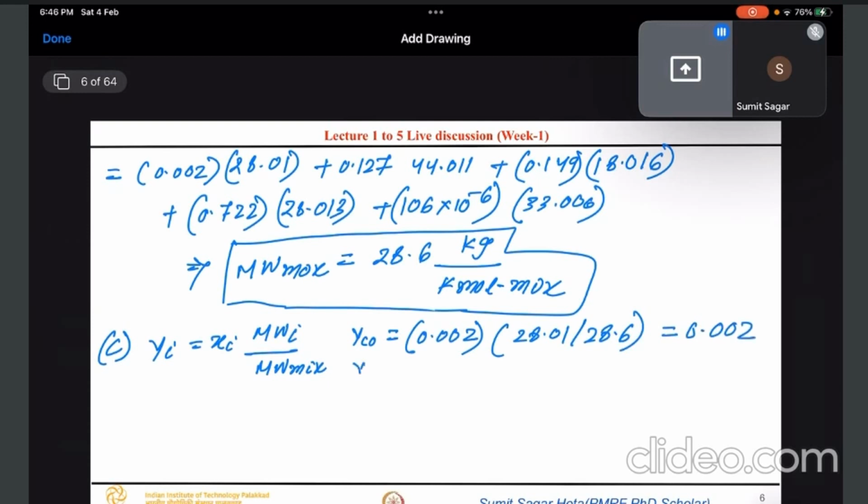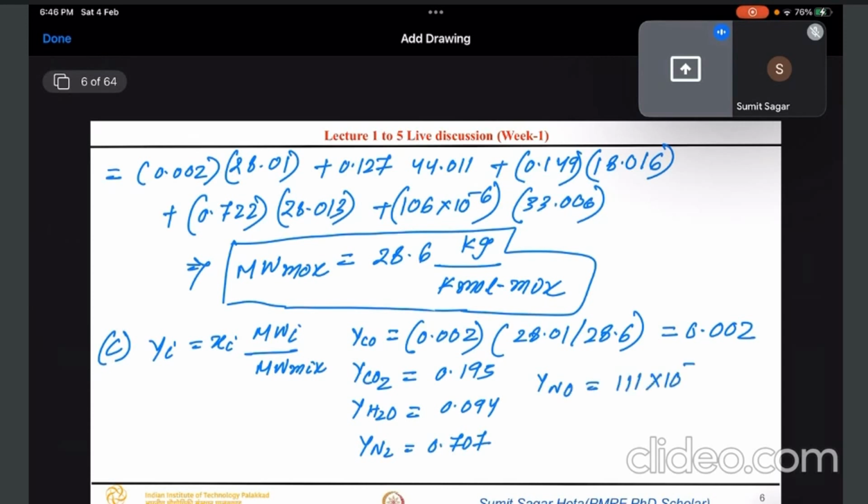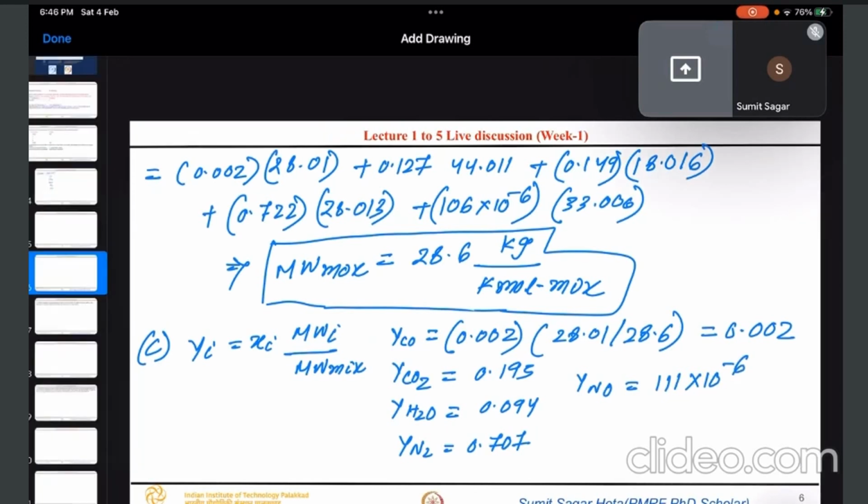In the similar manner, if you calculate all other things, then the values come out to be 0.195. Y of H2O is 0.094. Y of N2 is 0.707 and Y of NO is 111 into 10 to the power minus 6. Okay, now let's move on to the next question.